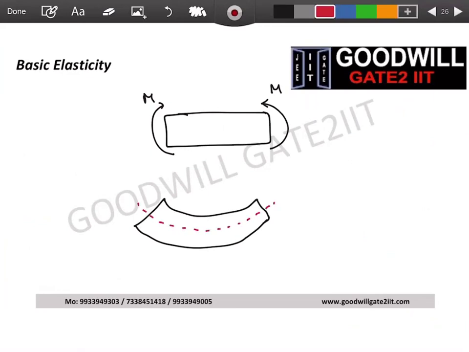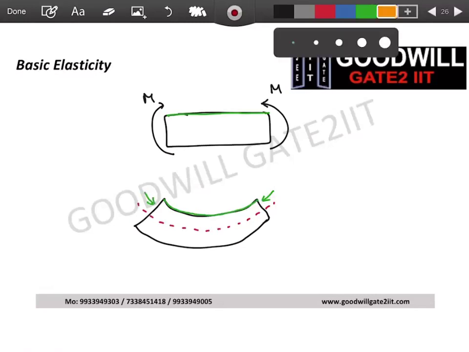So when the beam bends like this, if you see this top portion, is it in tension or compression? Compression. You are compressing it, right? It was straight and you are compressing it. What do you mean by compression? Negative. Compression is negative stress. So in this top portion, the stresses acting are actually into the system.